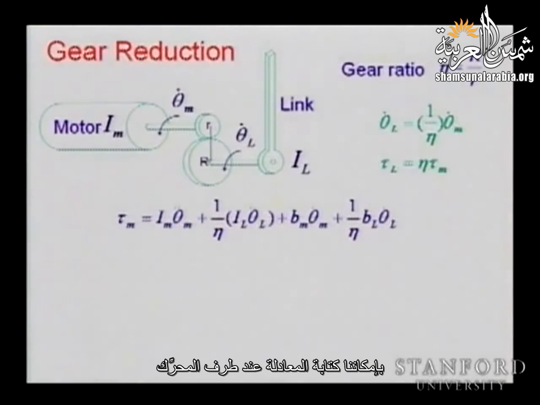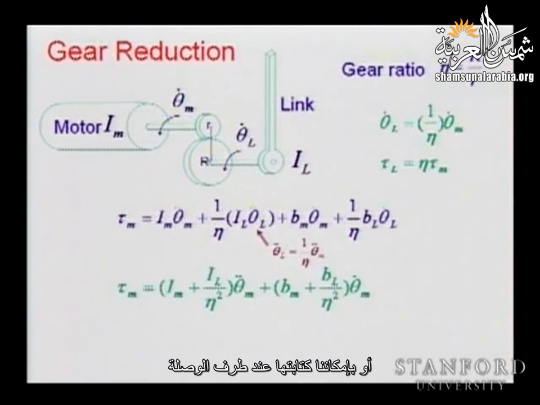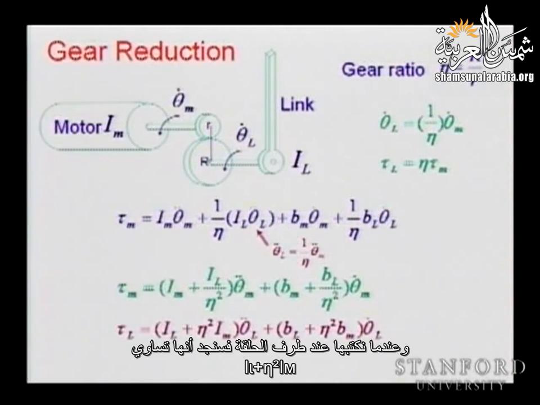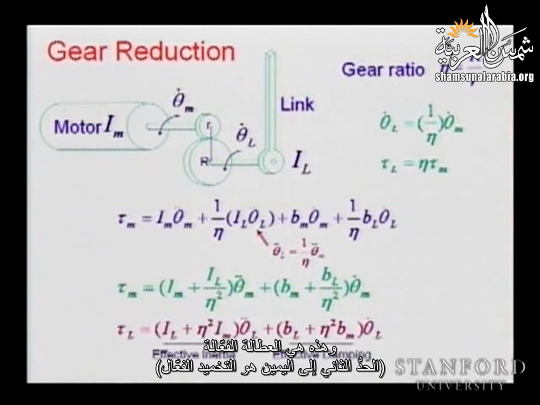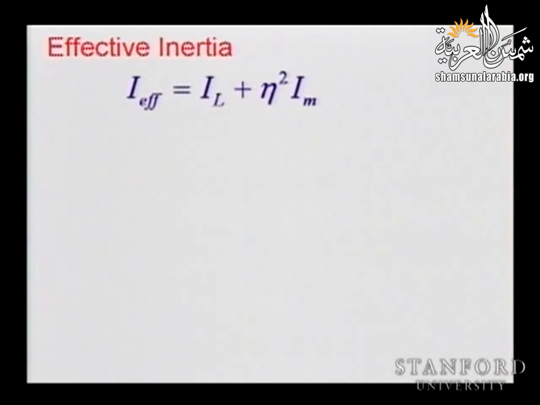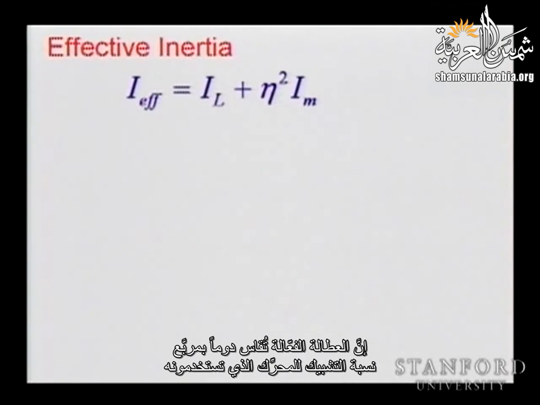So here is the analysis. We can write the dynamic equation on the side of the motor, or we can write it on the side of the link. And when we write it on the side of the link, we see that it's IL plus N square, or eta square, IM. And this is your effective inertia. Now, your effective inertia is always scaled by the square of the gear ratio of the motor you are using.